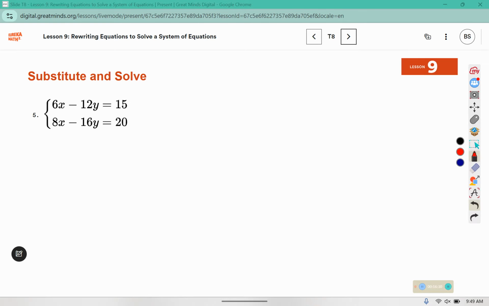Here I have 6 and 8. 6 can be turned into 6, 12, 18, 24, 30, and 8 can be turned into 8, 16, 24, 32. So they both have 24 in common. 6 times 4 makes 24. But I want to make these opposite, so I need this one to be negative 24. 8 times 3 makes 24, but if I want it to be eliminated, I need it to be negative 24.